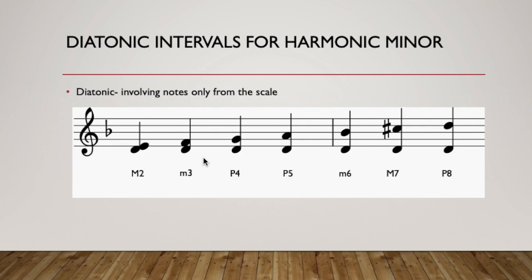So I can think, well, in the key of D minor, I know I have an F natural, so D to F is a minor third. As opposed to if I was in the key of D major, I would have an F sharp. So D to F sharp is a major third.